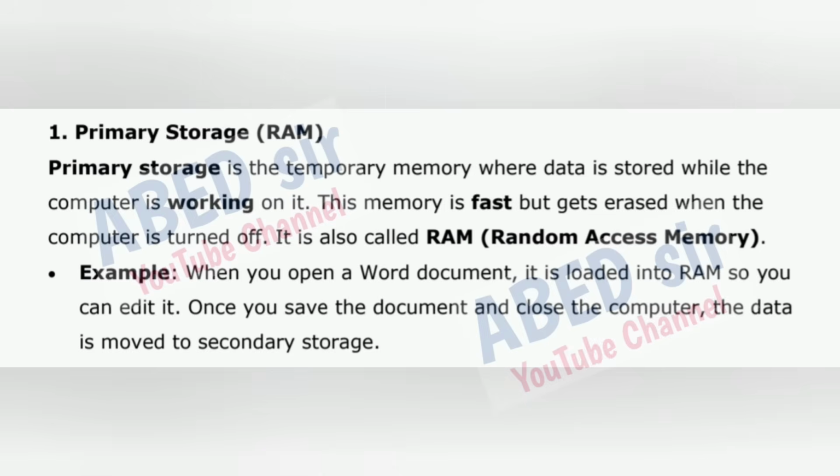1. Primary storage, RAM. Primary storage is the temporary memory where data is stored while the computer is working on it. This memory is fast but gets erased when the computer is turned off. It is also called RAM, random access memory. Example, when you open a Word document, it is loaded into RAM so you can edit it. Once you save the document and close the computer, the data is moved to secondary storage.